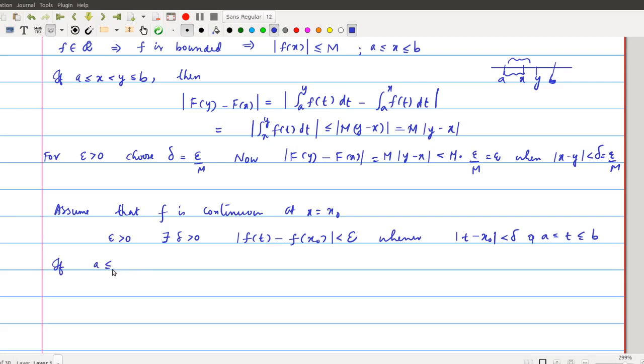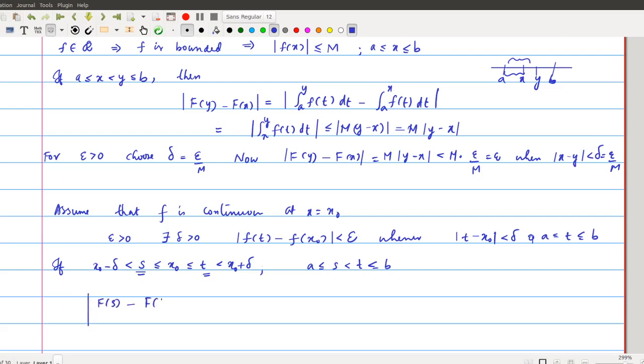We write it as we choose points from x naught minus delta less than s, less than or equal to x naught, less than or equal to t, less than x naught plus delta. We have chosen s and t in such a way that this inequality holds. In fact this s and t are from this interval [a, b].